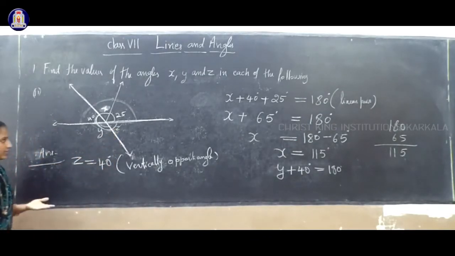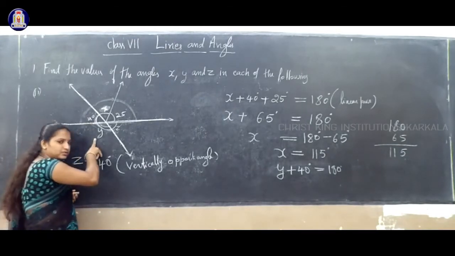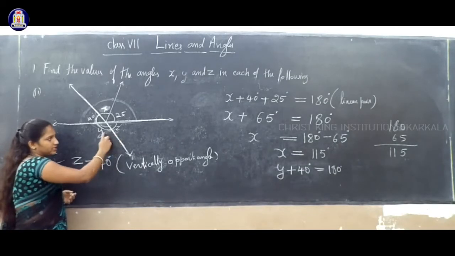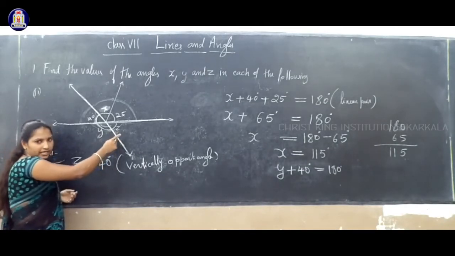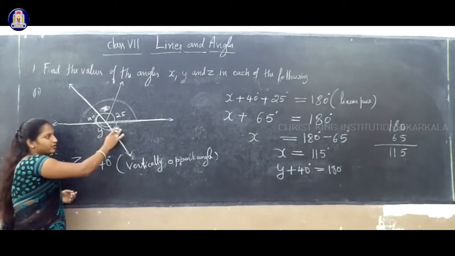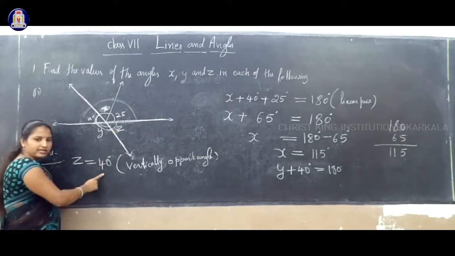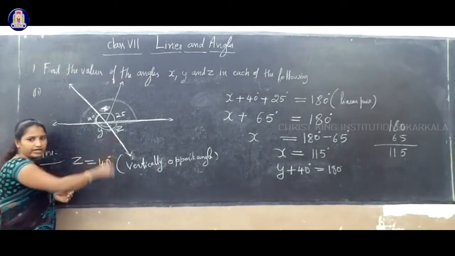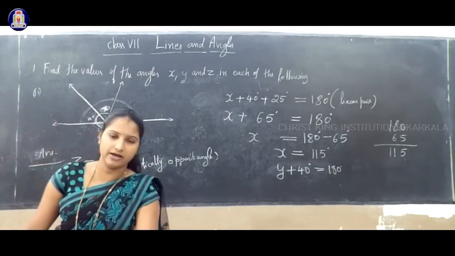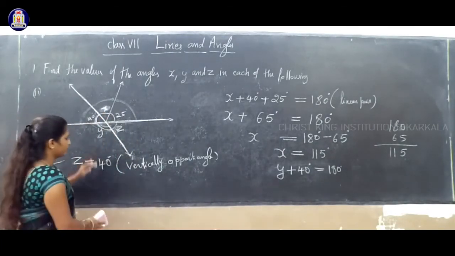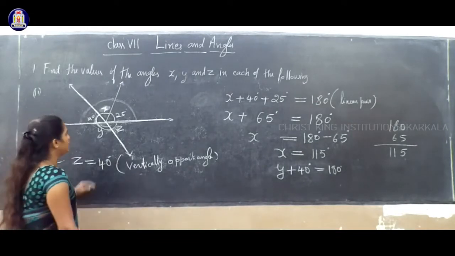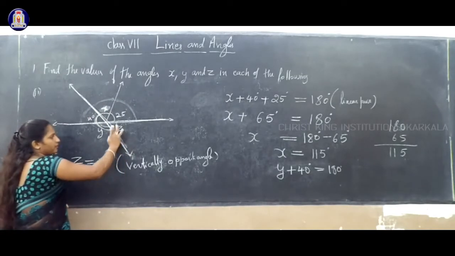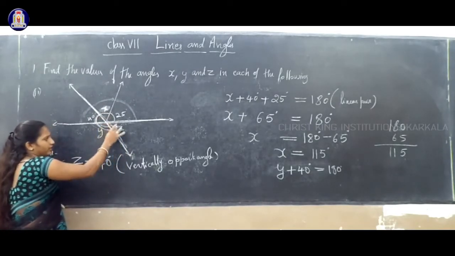Clear? You can consider 40 degree plus y is equal to 180. Or you can consider y plus z. These two angles are also 180, right? So in this, z value we know. What is z? Z is 40 degree. So easily we can find angle y. Here the value of y we can find out. You can consider any straight line and you can find y and z.